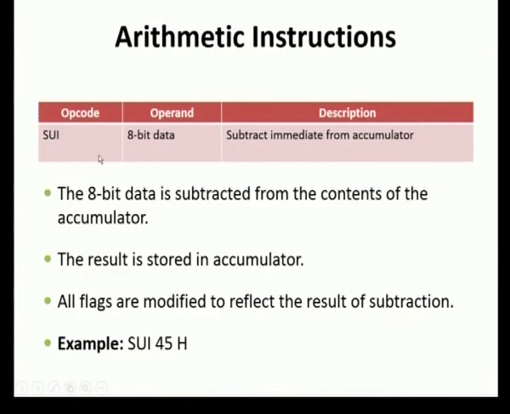Another one is SUI 8-bit data. The 8-bit data is subtracted from the content of the accumulator, the result is stored in the accumulator, and the flags are affected based on the result. See, SUI 45 means 45 is subtracted from the accumulator value, and the result is stored in the accumulator. Suppose the accumulator value was 78 and the immediate data is 45. Subtracting, we get 3 and 3, so the resultant value is 33. This is how the instruction will execute.